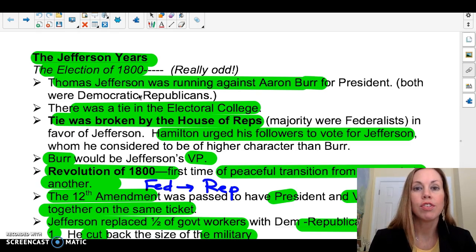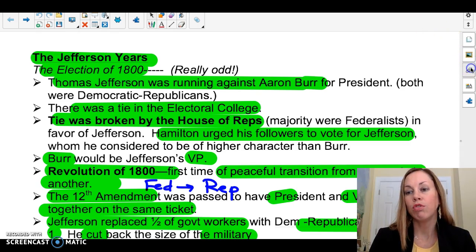There are others that are running too, but you'll see that these two are the ones that get the most votes of all of them. So they're going to run against each other. Aaron Burr, you need to know a little about him. Let me show you some pictures.